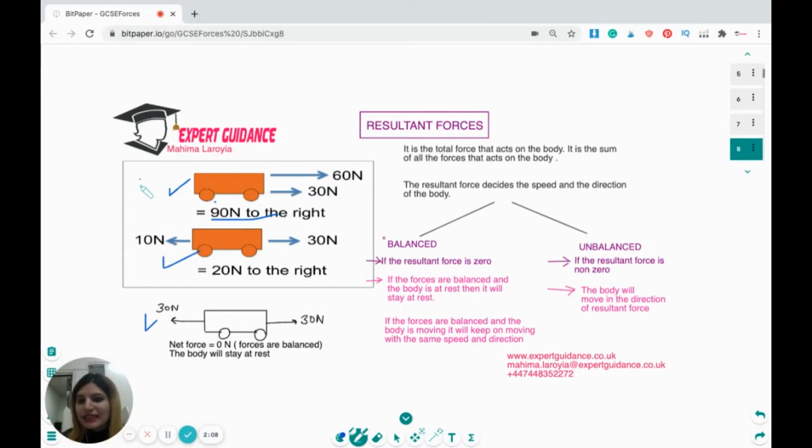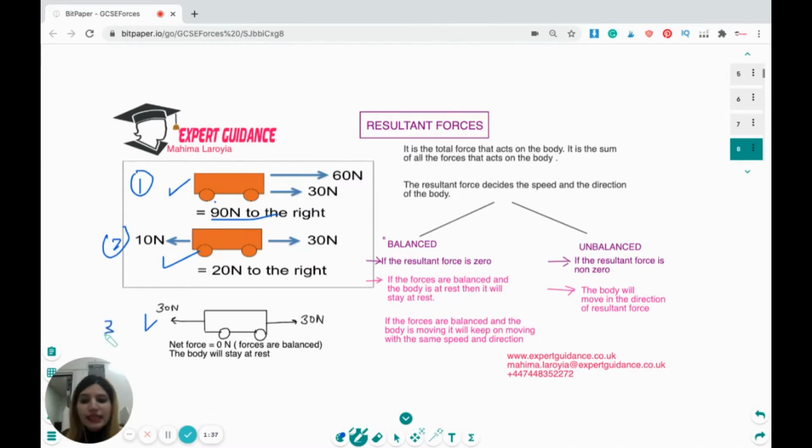Now let's look at the second case. In the second case, I have a 30 Newton force to the right, but 10 Newtons to the left. Since both forces are acting in opposite directions, they have opposite effects. The net force in this case will be 30 minus 10, which is 20 Newtons effective to the right. So the body still moves to the right, but the force acting on this body is not 30, not 10. The net force is 20 Newtons.